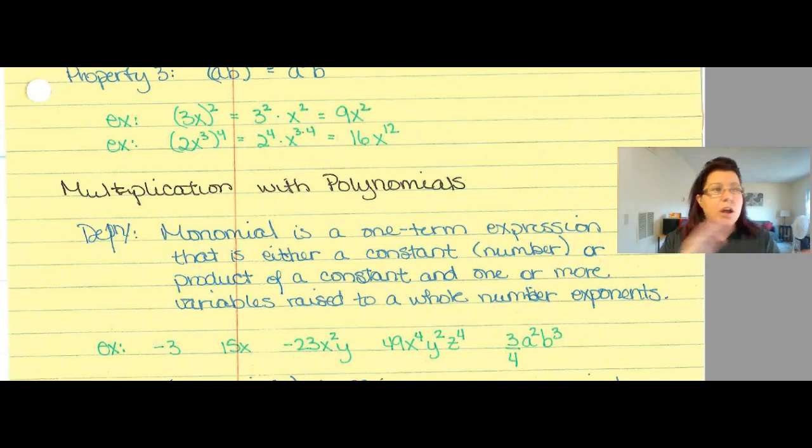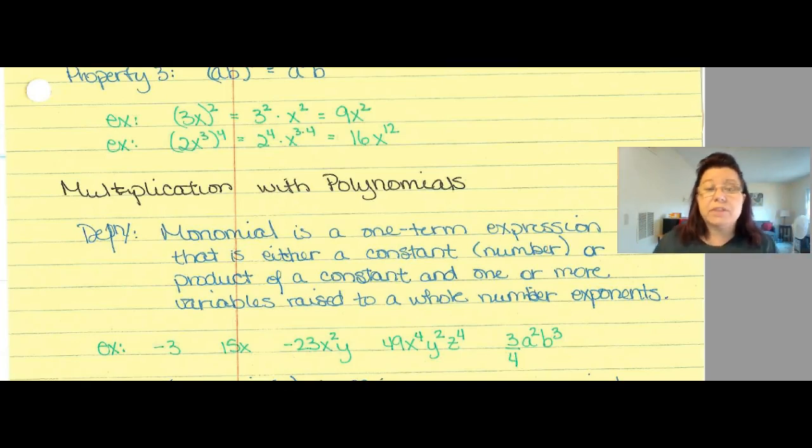All right, so we talked about properties: commutative property, associative property, distributive property. We've talked about properties for exponents. Now we're going to start bringing that all together. So let's get some definitions out of the way. Monomial. A monomial is a one-term expression that is either a constant, just a number, or the product of a constant and one or more variables raised to a whole number exponent.